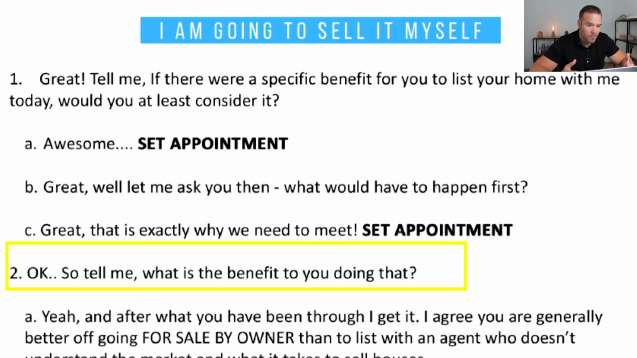Okay, so tell me, what is the benefit for you doing that? So basically, they're giving you objection after objection, and then you're saying, well, tell me, what is the benefit for you to selling it yourself? You're trying to get them to say why they're selling it themselves. So then you get to open it up and get more into a dialogue about how you can help them and why they should not go for sale by owner.